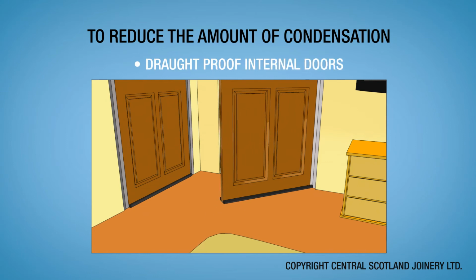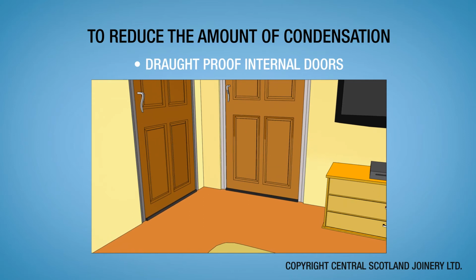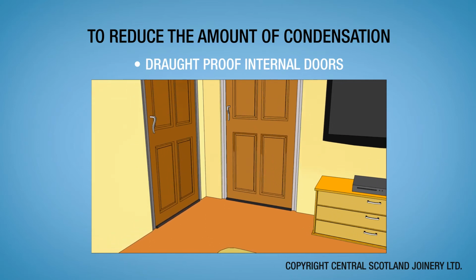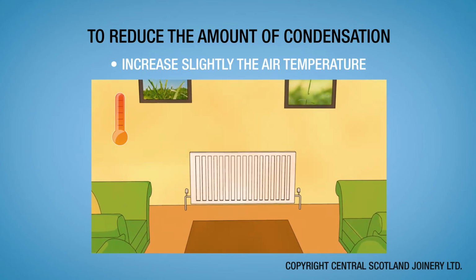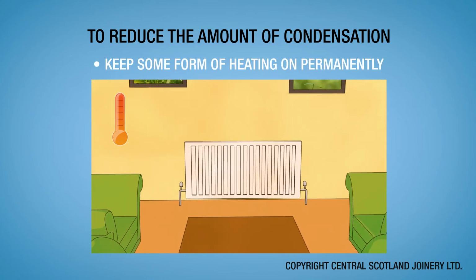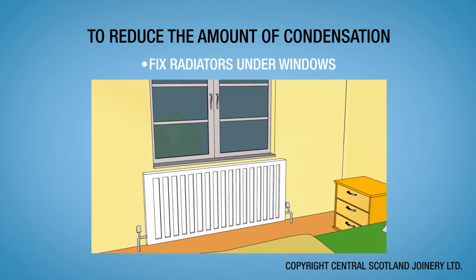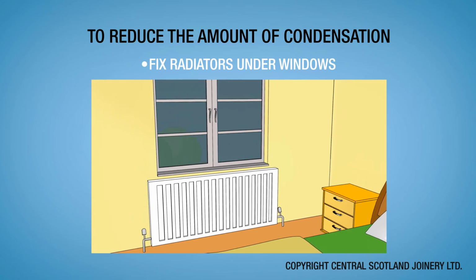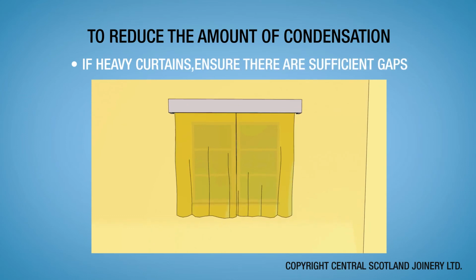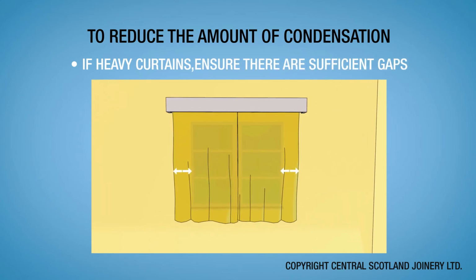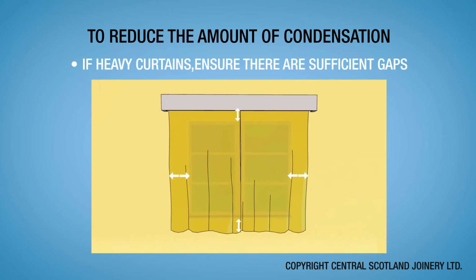Draft-proof internal doors and keep them closed to prevent the transfer of air with high water vapour content from the main moisture-producing rooms. Increase slightly the air temperature in the house through the use of your heating system. In cold weather, keep some form of heating on permanently in the house. Wherever practical, fix radiators under windows to maintain the temperature of the inner glass at a reasonable level. If you have heavy curtains, position them 15 to 20 centimetres away from the window and ensure there are sufficient gaps at the top and bottom to permit continuous circulation.